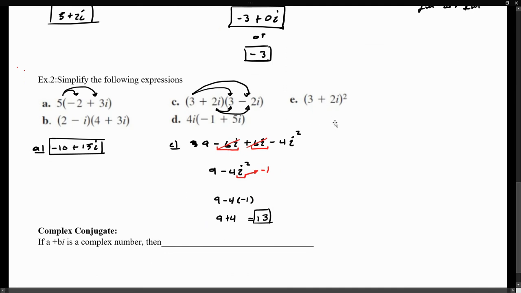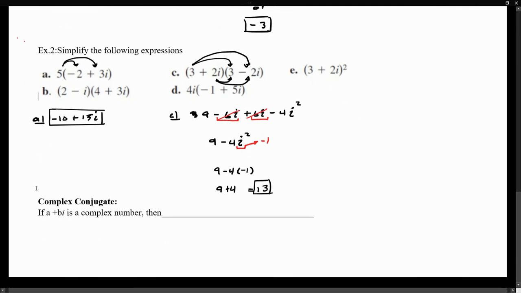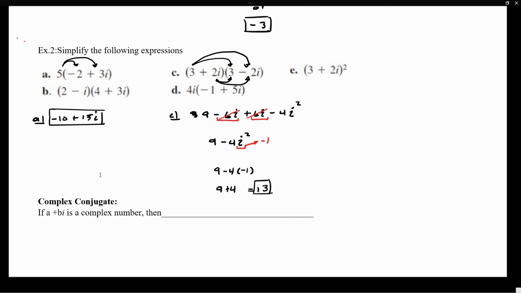So examples A, B, and D, we're not going to discuss them. I can just let you try those as an exploration or as practice problems. The last thing that I want to discuss whenever it comes to complex numbers is something that we call the complex conjugate. So the complex conjugate, it's a number, but it's a number that has been defined by a complex number.